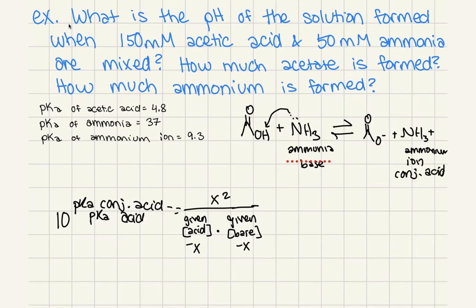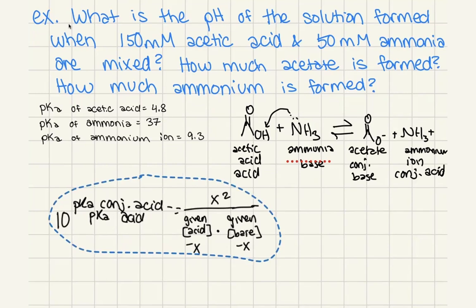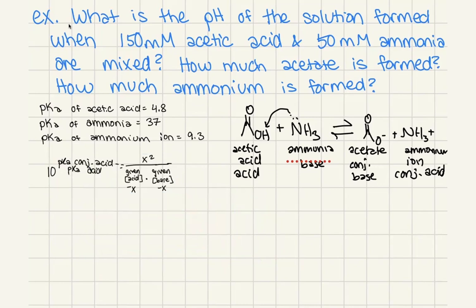And then this is going to be our acetic acid, which is going to be our acid, and our acetate, which is going to be our conjugate base. And so now let's think about the numbers that we're going to need. We're going to need the concentrations of our acid and of our base. And so we're given that, so we'll just deal with that when we get to the given numbers.